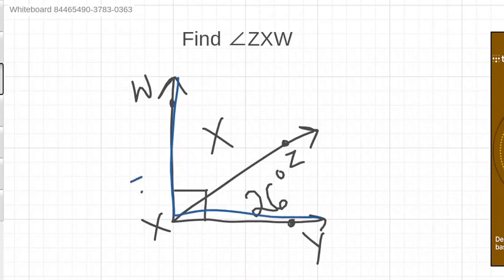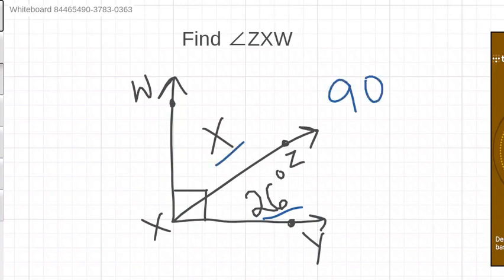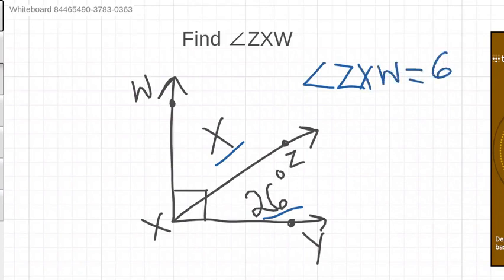Since this whole big angle is equal to 90 degrees, and we have one portion that makes up 26 degrees, but we don't have the other, we're going to do 90 subtracted by 26 to equal x. So that is 64. You could also do 90 is equal to x plus 26. It's the same thing. So angle ZXW is equal to 64 degrees.